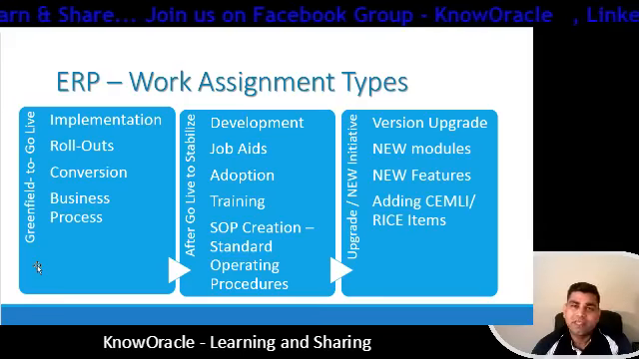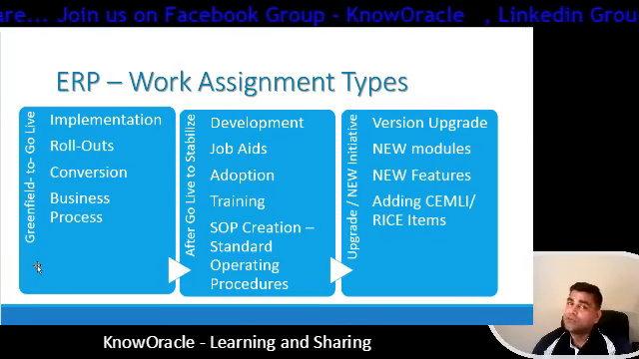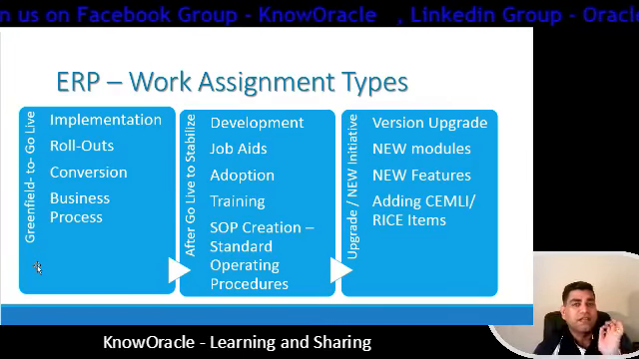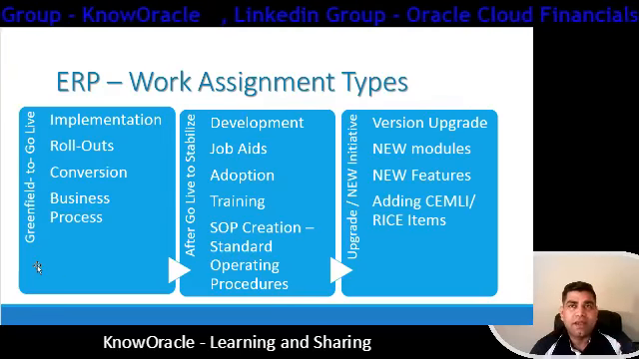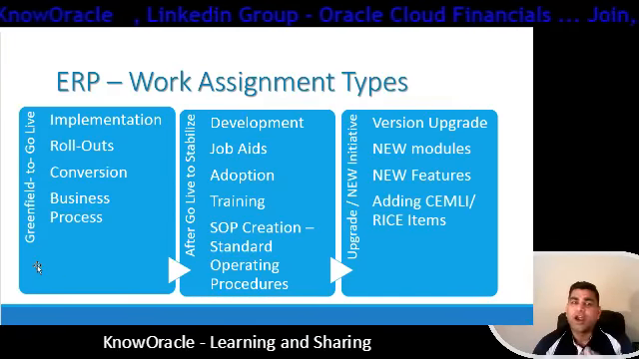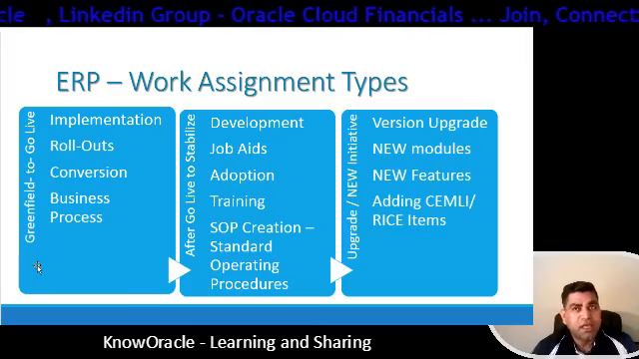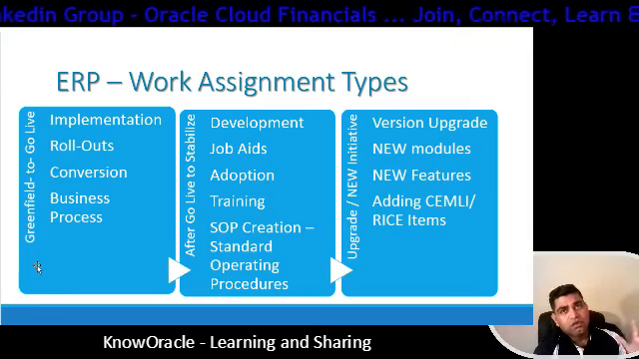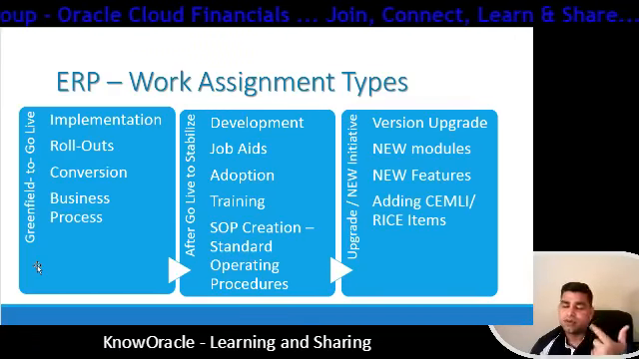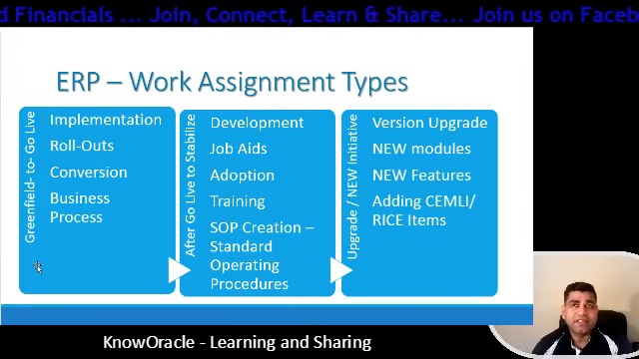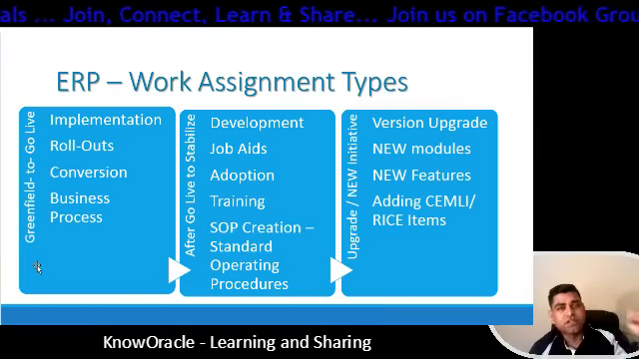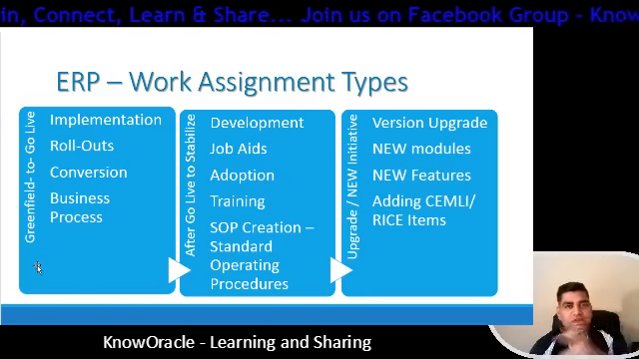After go live, during stabilization or adoption, you see a different nature of work which requires different roles, right? So it would be development, creating job aids, adoption, training, creating a lot of documentation. We call it SOP creation, or any company could call it differently. So these are the different activities, and each could comprise different technical roles, functional roles, coordination, and so on.